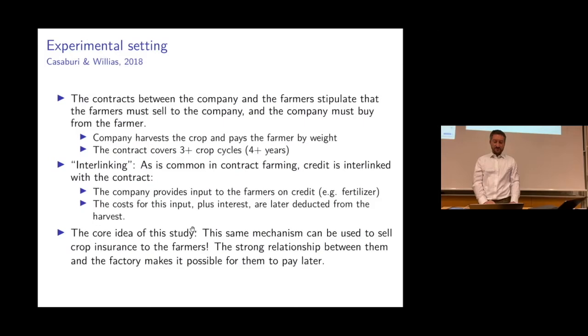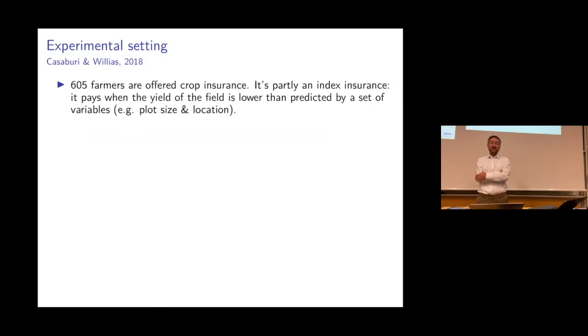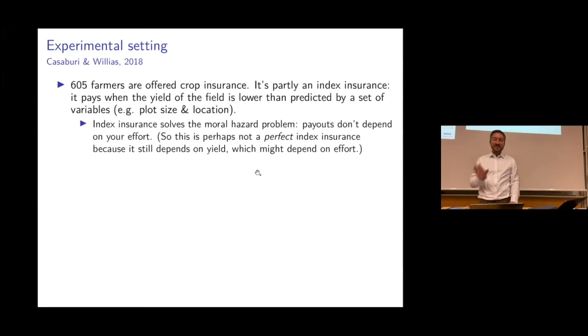So here's the study that they run. They work with 605 farmers and they're offered crop insurance. That's partly an index insurance. So it pays when the yield of the field is lower than predicted by a number of variables like crop size and location. Notice that this is not a perfect crop insurance. It still depends a little bit on effort, but the basic idea, index insurance.